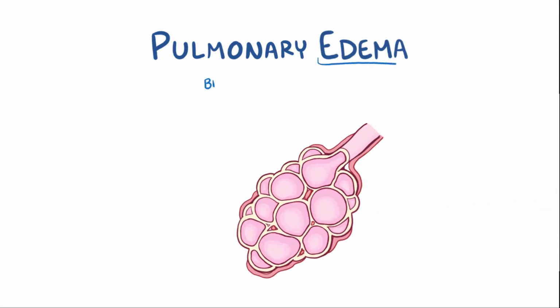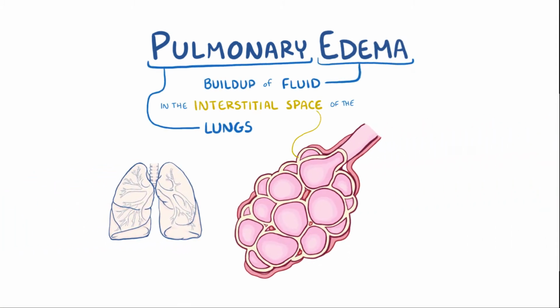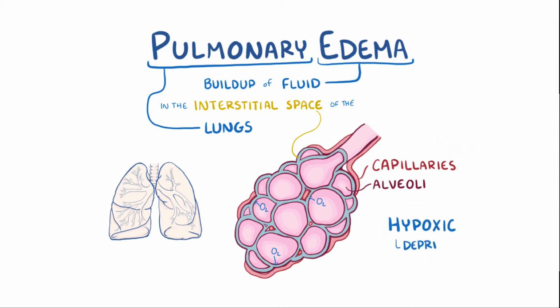Pulmonary edema refers to the buildup of fluid in the interstitial space of the lungs, which is the lung tissue space that's outside of the capillaries and in between alveoli, which are the tiny air sacs in the lungs. This space is mostly full of proteins, and when it starts filling up with fluid, it can make it hard for oxygen to cross over from the alveoli into the capillary, leaving the body hypoxic or deprived of oxygen.